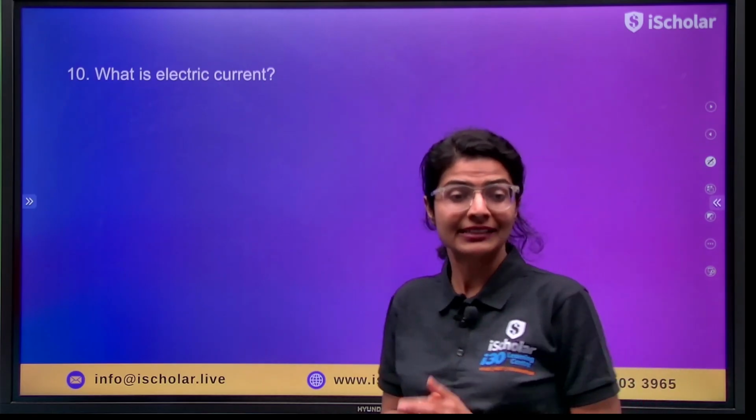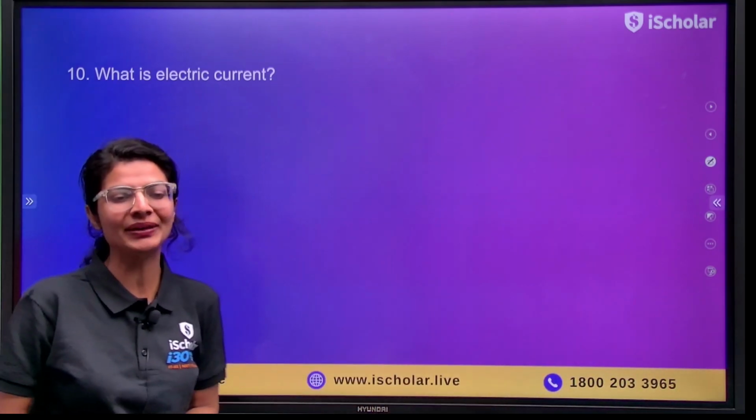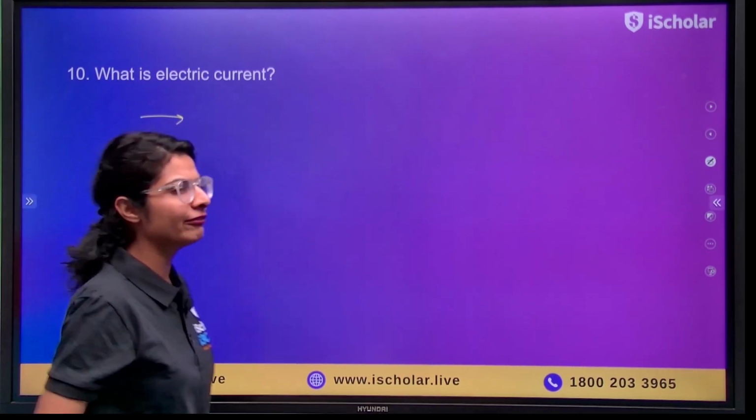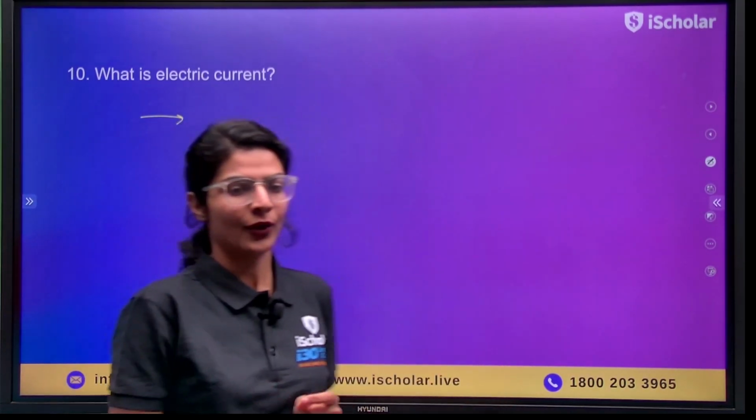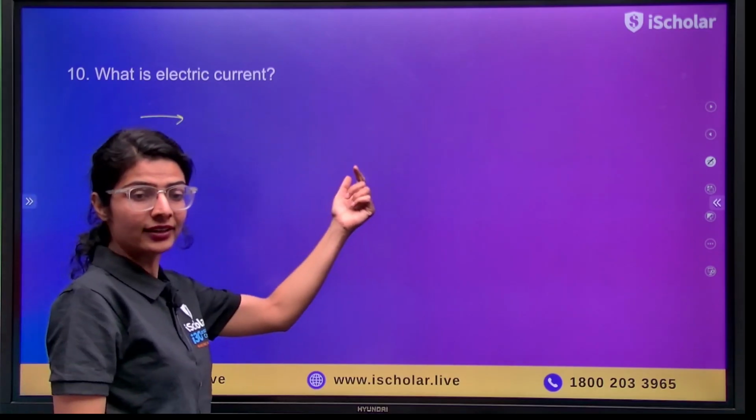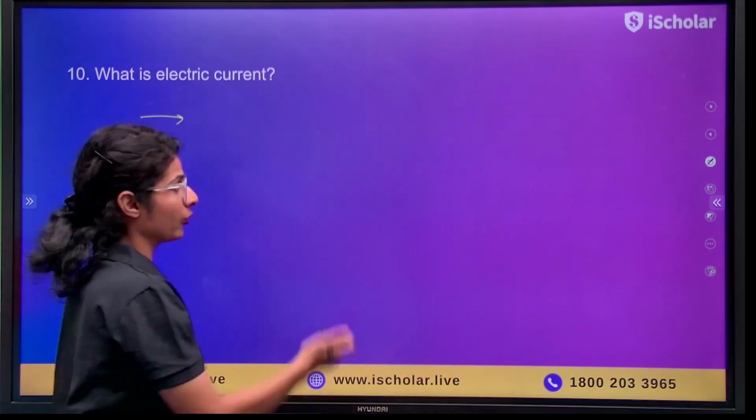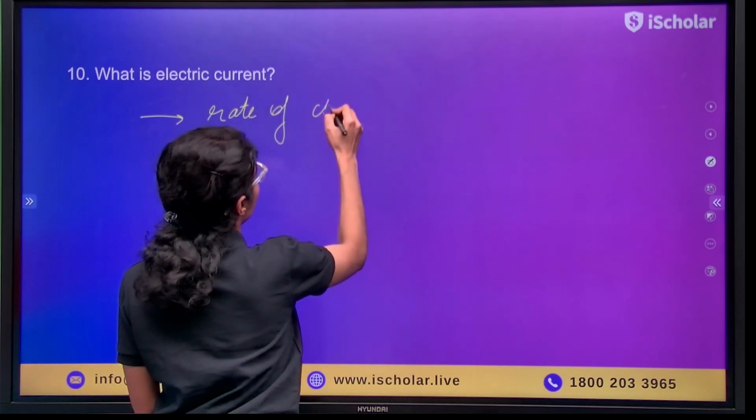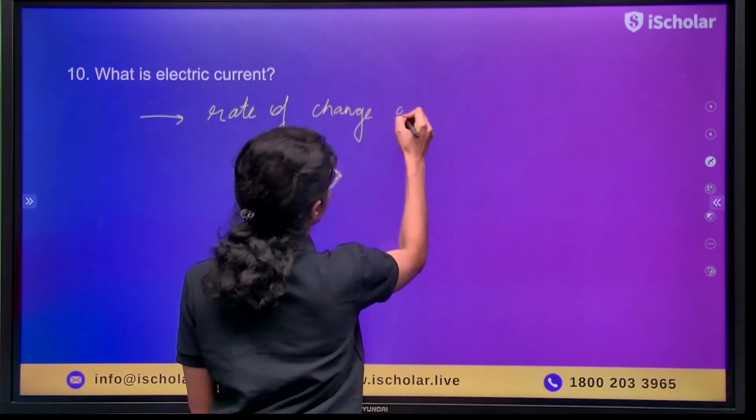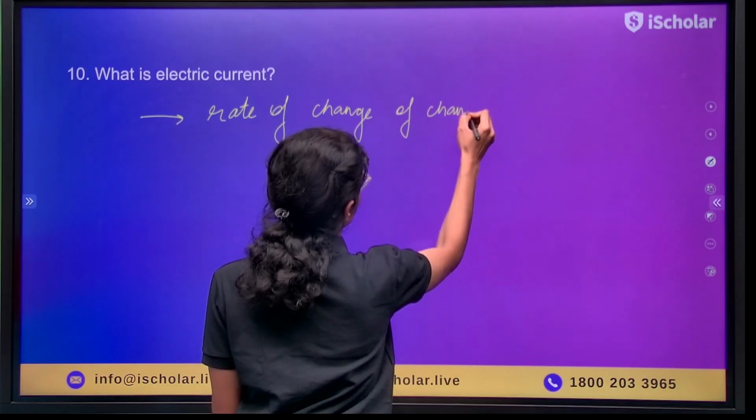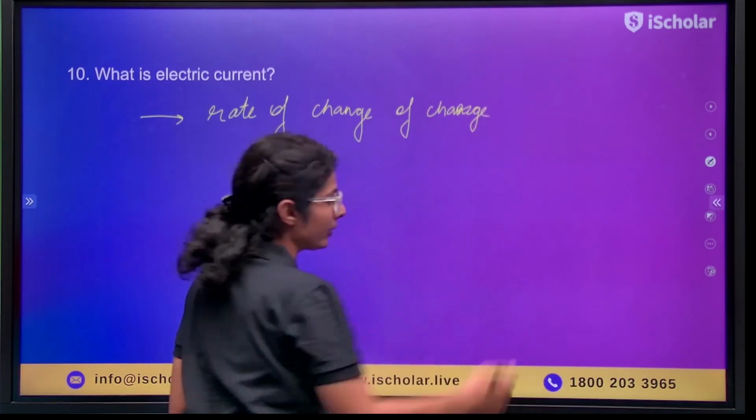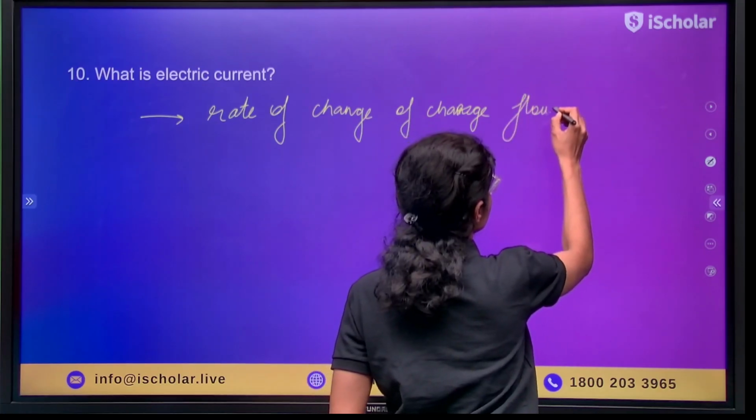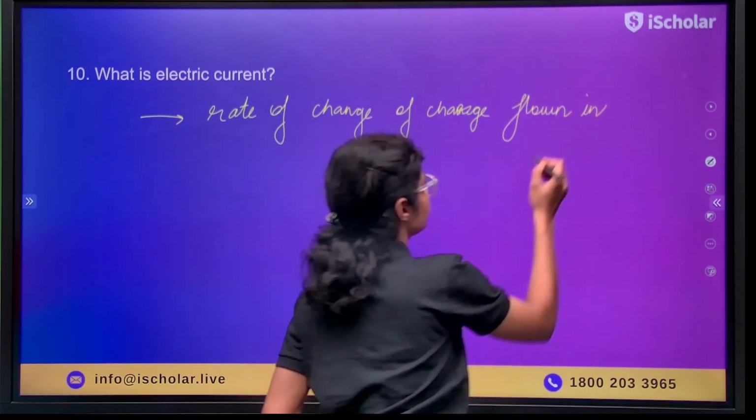What is electric current? See, such easy questions have also been asked to you. Now, what is electric current? Also, I'll give you a tip in the same question. Whenever they have asked what is electric current, first of all, write the definition that you know. That is rate of change of charge. Charge flown in the circuit. Okay.